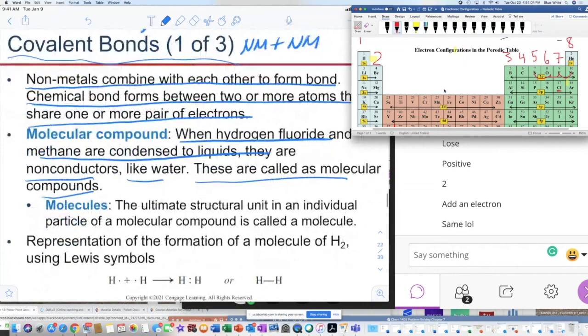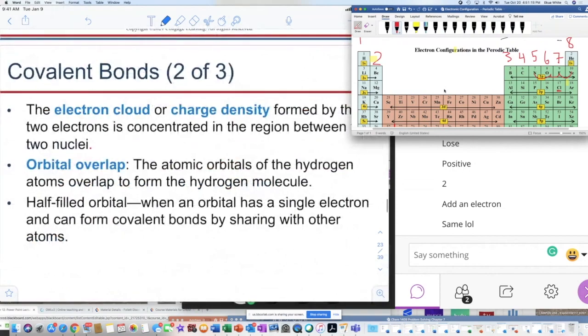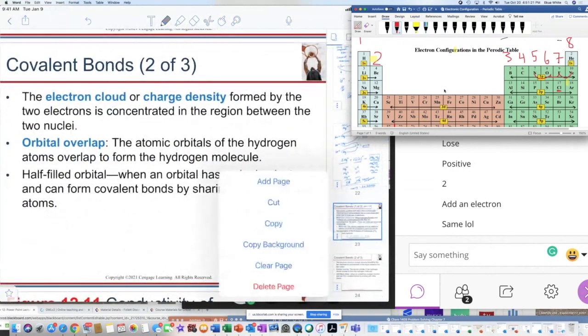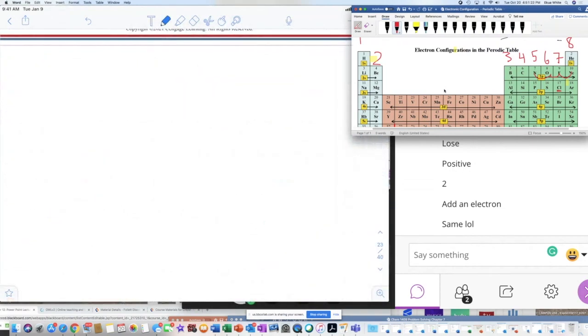So we saw that ionic compounds conduct electricity. Molecular compounds, though, don't. The ultimate structural unit for an individual particle of a molecular compound is called a molecule, and they show you here the difference. So what I want to do real quick, before I go into all the details, is a compare-contrast.